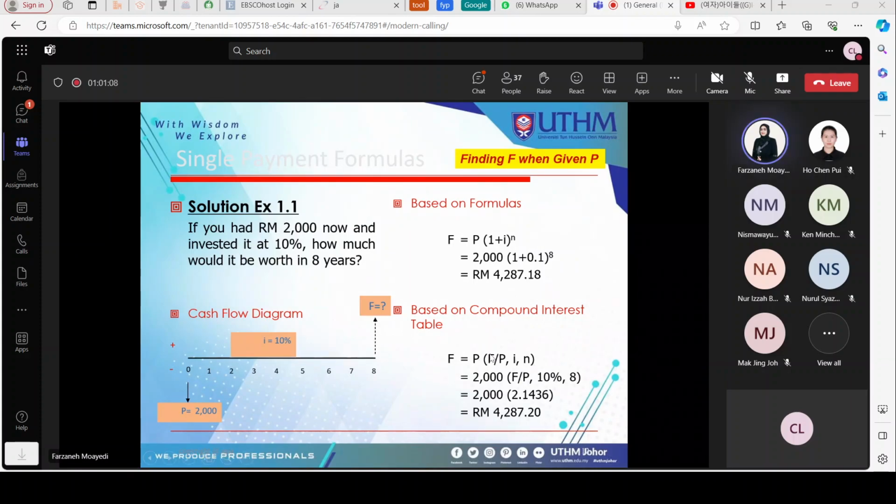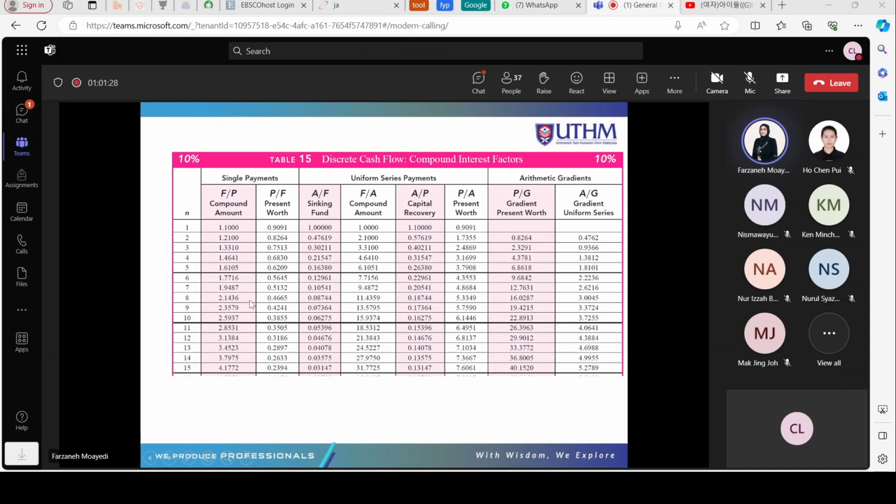So the first value is the one that you are looking for, and the second value is the one that is being given to you. So in this question, you know the present value is 2,000, but you want to know how much it is going to be after 8 years with the 10% interest. So we are looking for F/P. So we go back to the table.